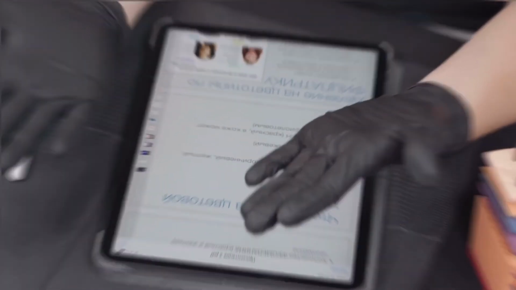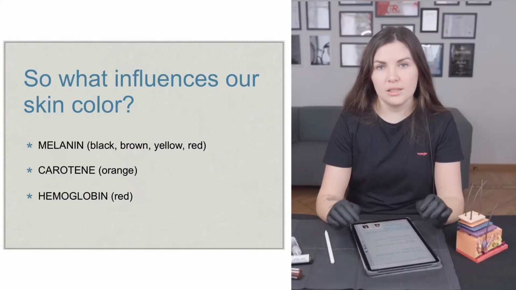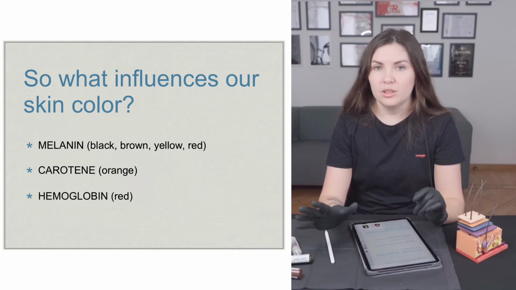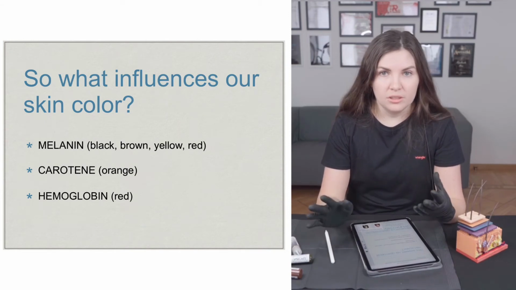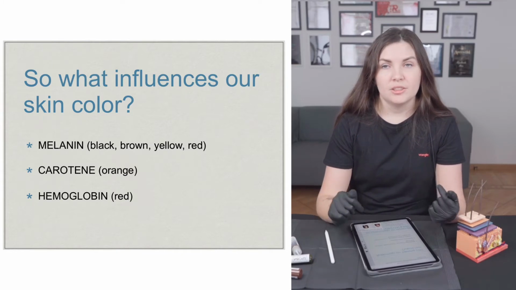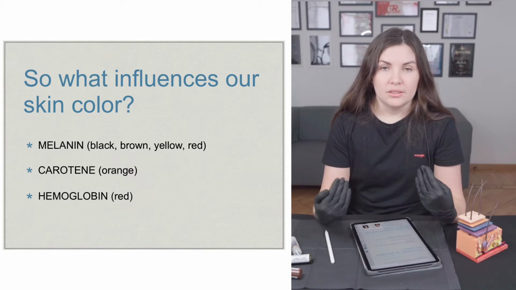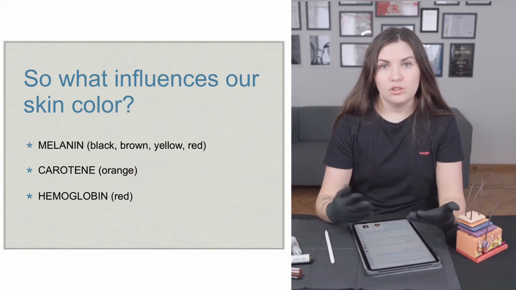So what influences our skin color? We are all different colors. Some of us are more yellow, some are more red, some are more orange, some are more copper, some are black, some are white, some with a blue tint, and some with freckles, right? So melanin and some other factors let us have all these different skin colors and tones.